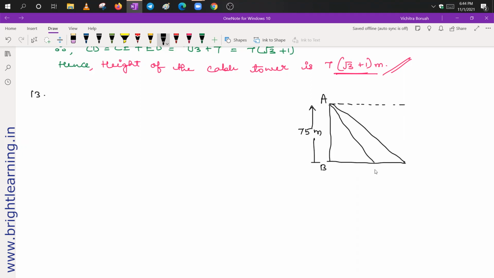Suppose there is a ship at this point and a ship at this point. In the question it is given that the angles of depression of the two ships are 30 degrees and 45 degrees. So this angle is 30 degrees, and this angle is 45 degrees. Next, we have to find the distance between the two ships.